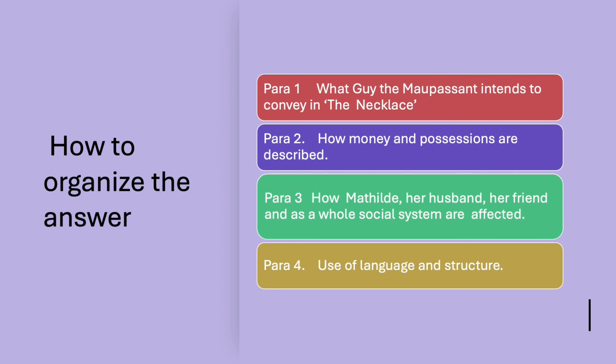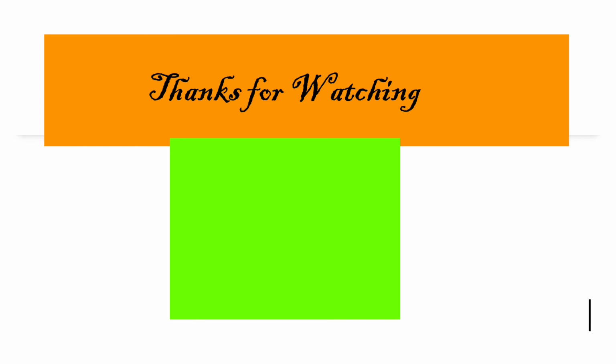Well, now all the points are within your reach, and now you can organize the answer in four lengthy paragraphs. What Guy de Maupassant intends to convey in the story should be included in the introductory paragraph, and then three guidelines in separate paragraphs. Now you can write a successful answer leisurely and make sure you support your points with evidence from the text and include brief quotations. Make sure you avoid long quotes and better embed the brief quote in your sentences.